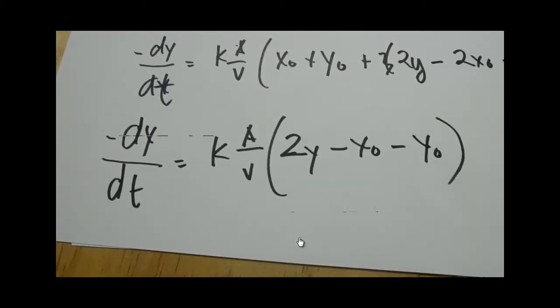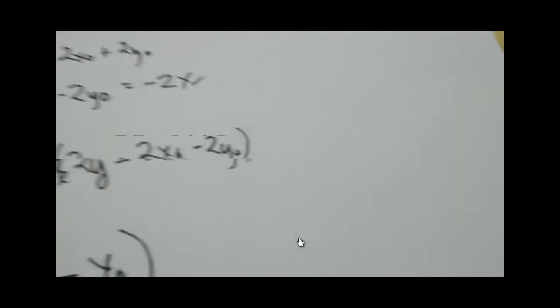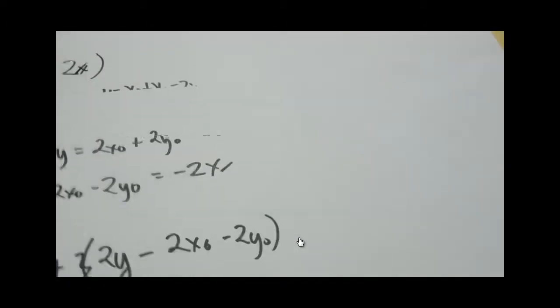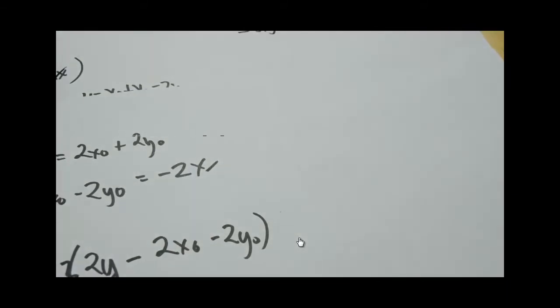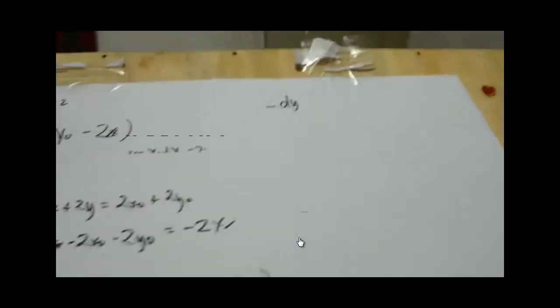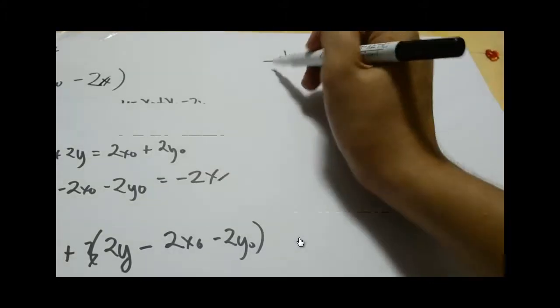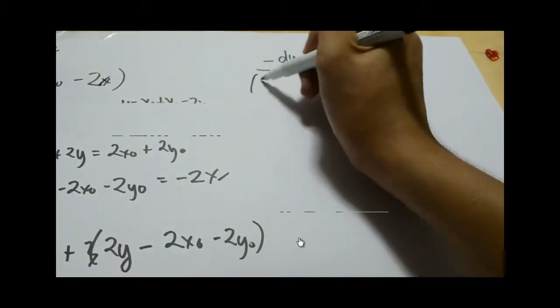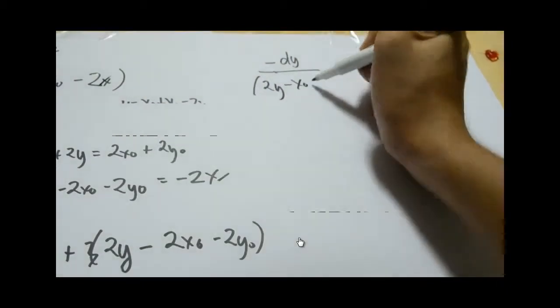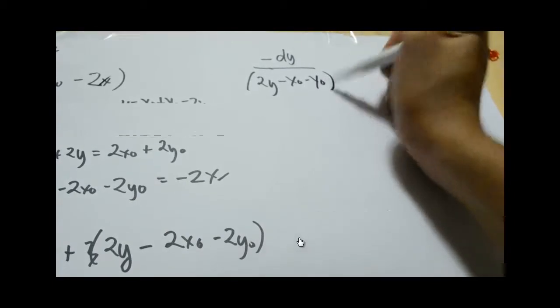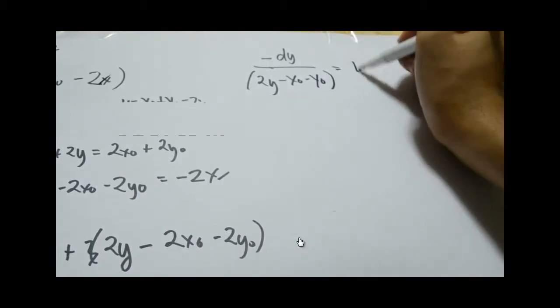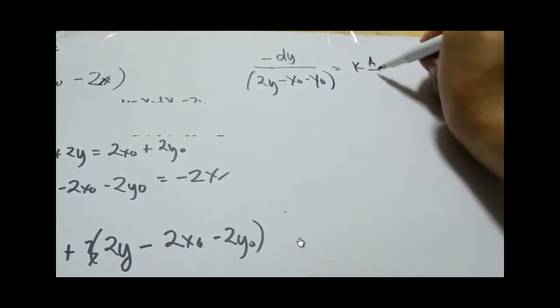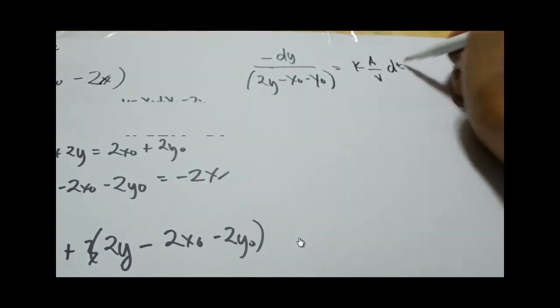So joining like terms, just like what we did last time, we have here negative dy over 2y minus x sub o minus y sub o is equal to k a over v dt.